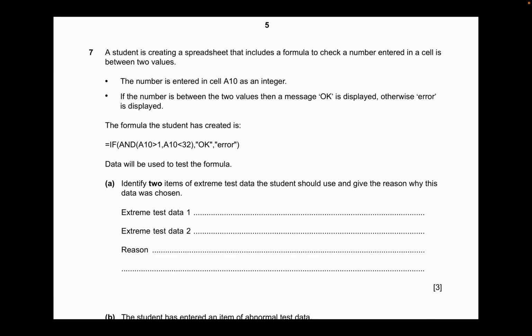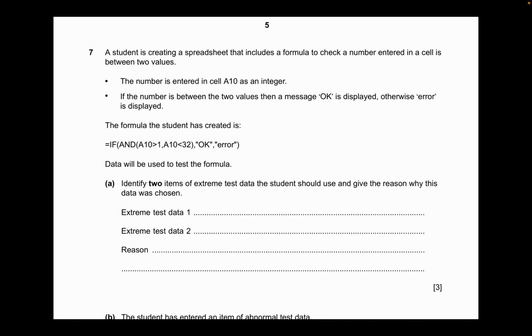Next question is that a student is creating a spreadsheet that includes a formula to check a number entered in a cell, which is between 2 values. The number is entered in cell A10, which is an integer. If the number is between the 2 values, then a message OK is displayed. Otherwise, error is displayed. The formula that the student has created is IF(AND(A10>1, A10<32), "OK", "error"). Data will be used to test the formula. Identify the 2 items of the extreme test data that the student should use, and give the reason why this data was chosen.